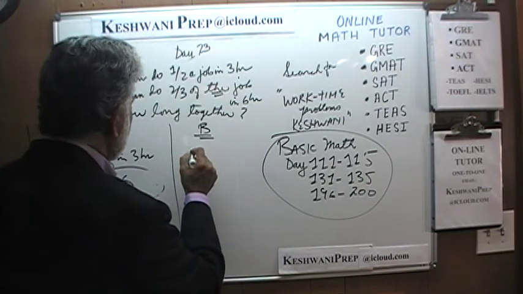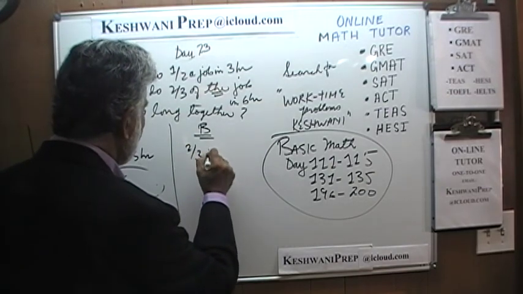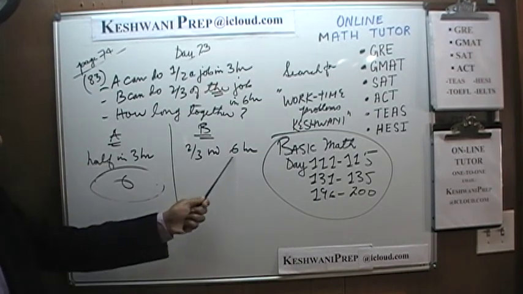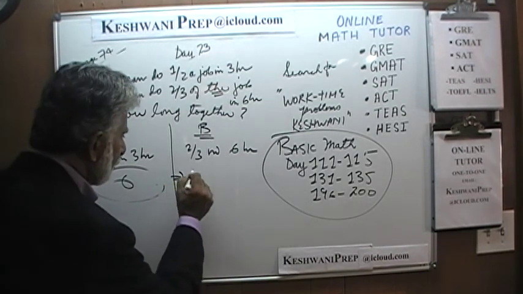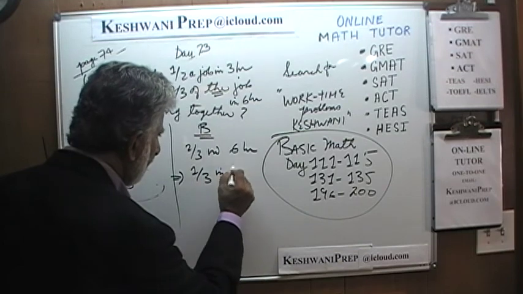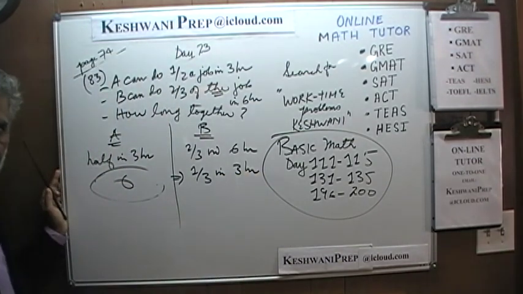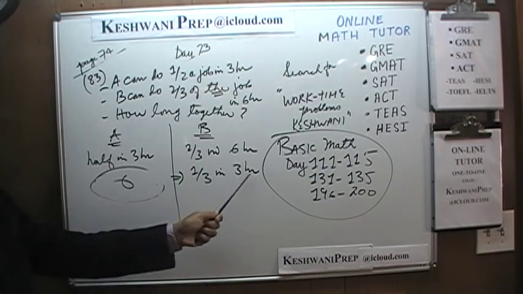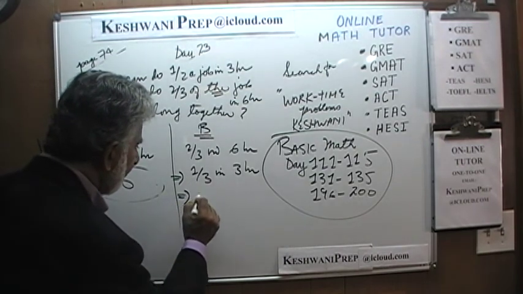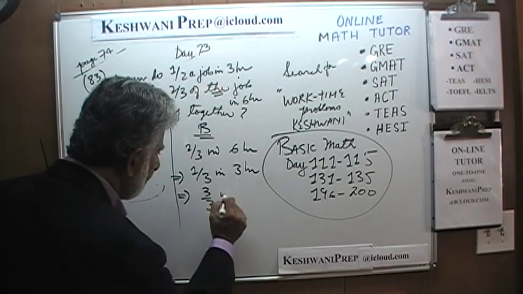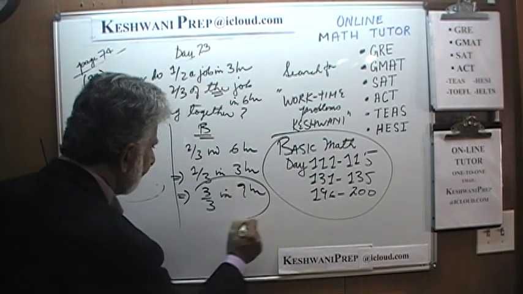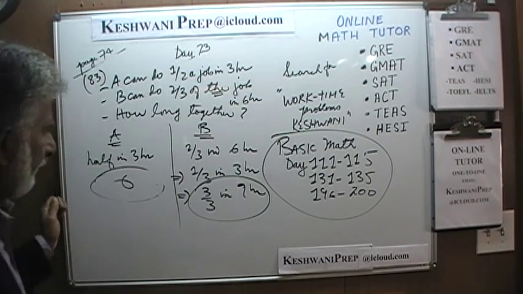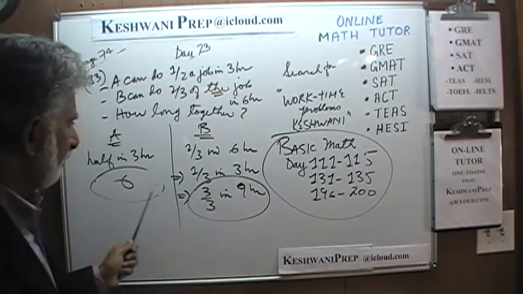We are told that B can do two-thirds in 6 hours. Stay with me in the story. If you can do two-thirds in 6 hours, that implies that you should be able to do one-third in 3 hours. Makes sense, doesn't it? And that in turn implies that you should be able to do three-thirds in 9 hours. Three-thirds is just the whole job. So this guy takes 9 hours to do the job, and this guy takes 6 hours to do the job. Are you with me so far?